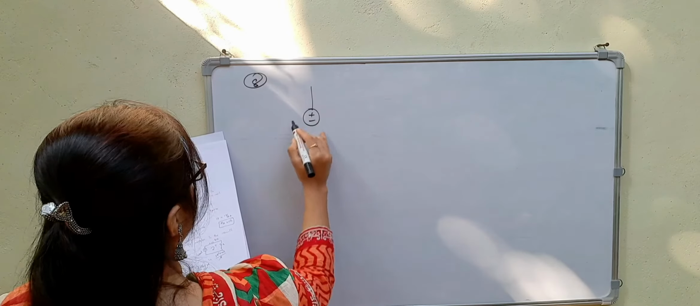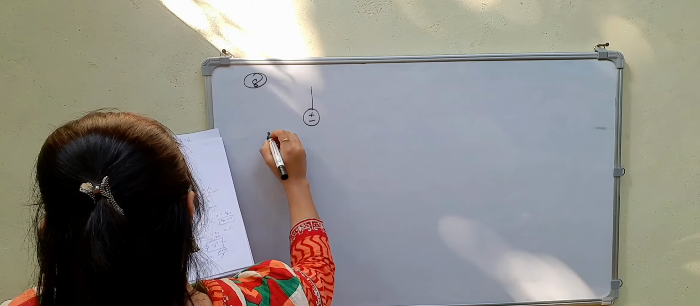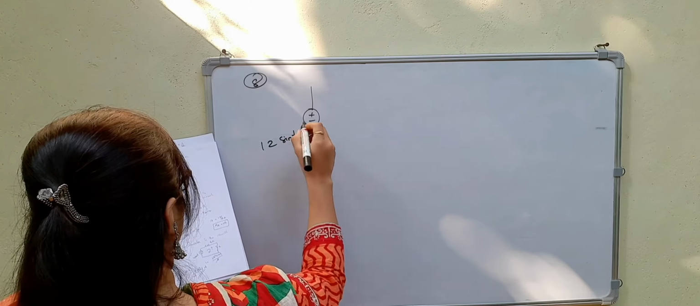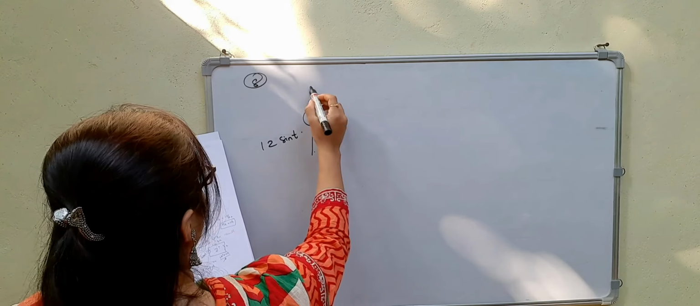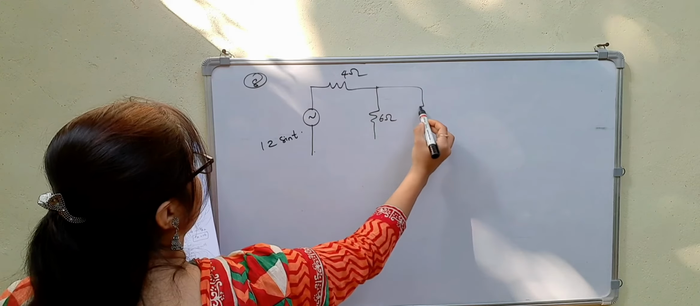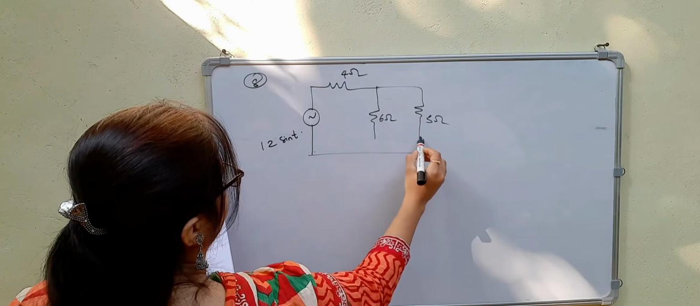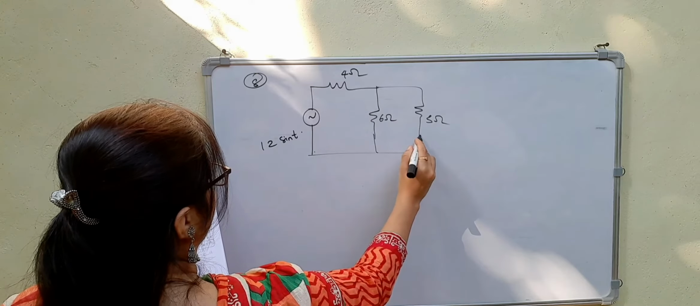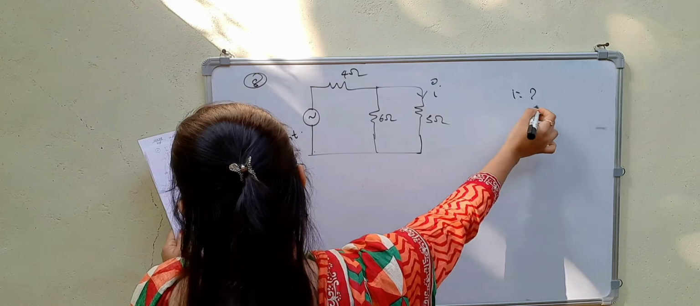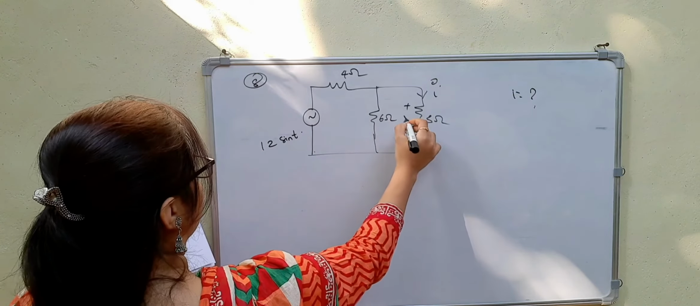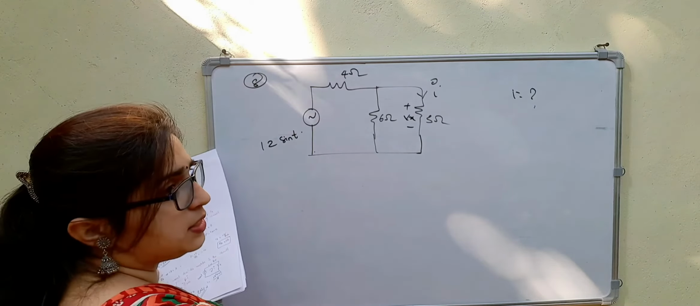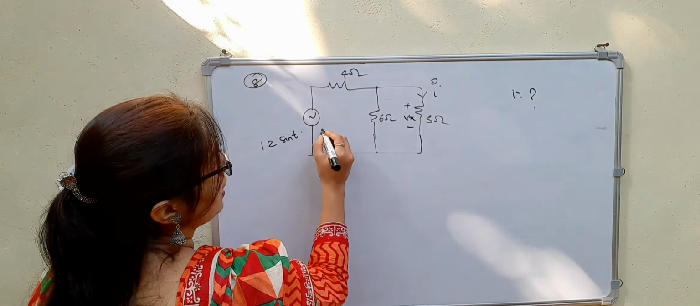here they have given the voltage source, that is sin t. Okay, this is 4 ohm, this is 6 ohms, this is 3 ohms, and this is the current I. So they are asking you to find the current I. Okay, this is Vx. Find the current I.